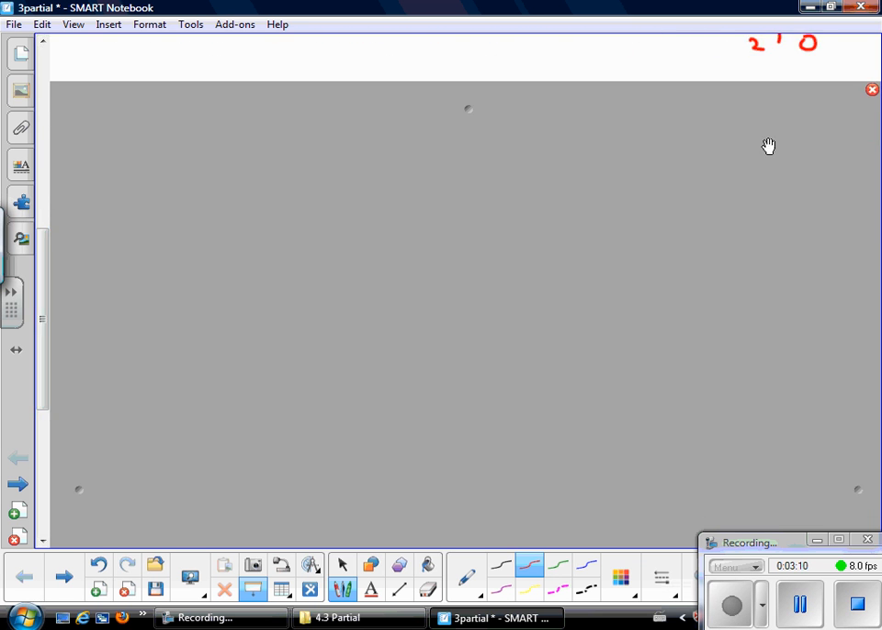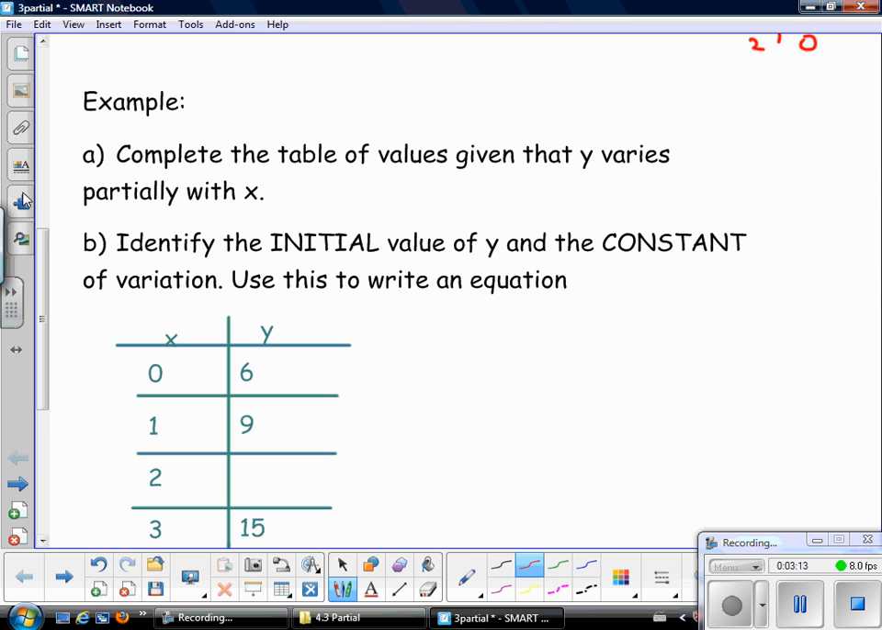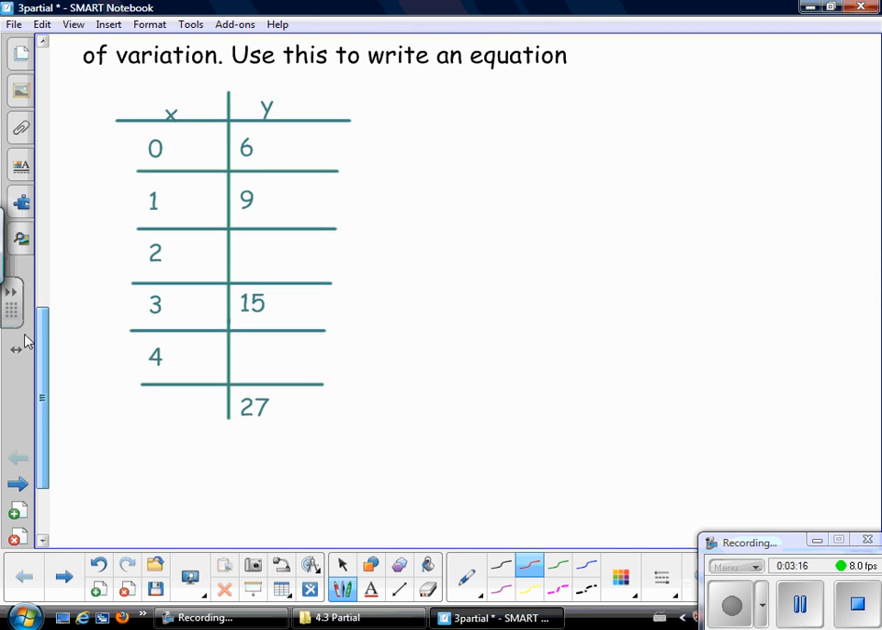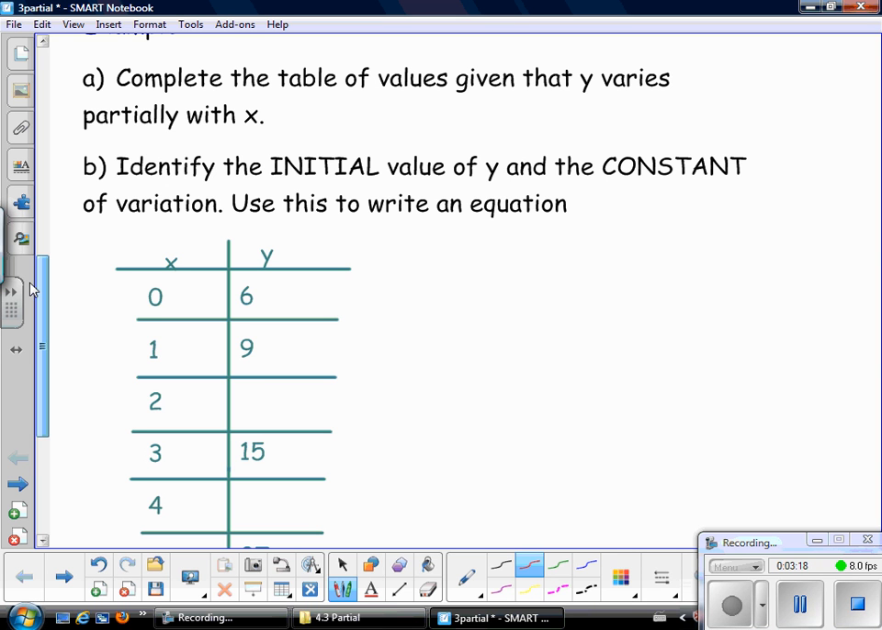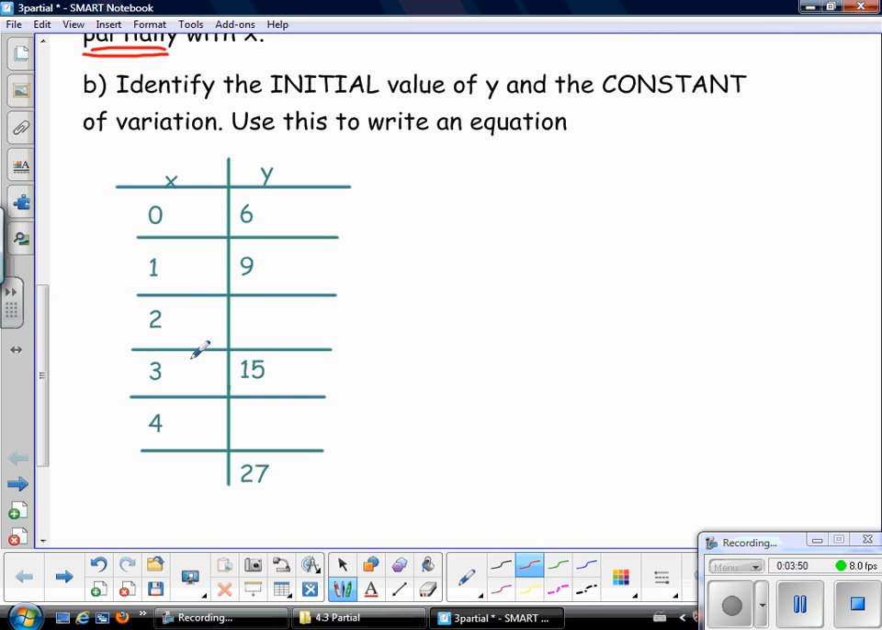It won't take very long tonight, actually. So we have our example. You can see it's a table of values that for some reason I didn't finish. And this is why it says complete the table of values given that y varies partially with x. Okay, so partially. So they're related to each other, but it's only partially. And then what it says, identify the initial value of y and the constant of variation and use this to write an equation. All right, so how am I first of all going to figure out what numbers are missing?